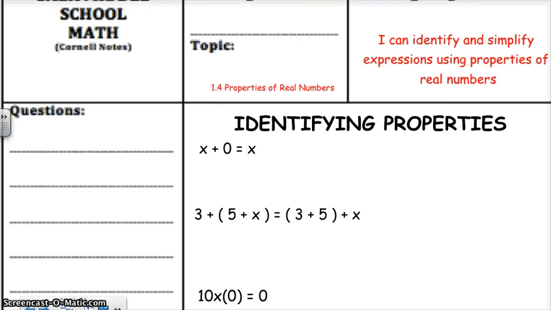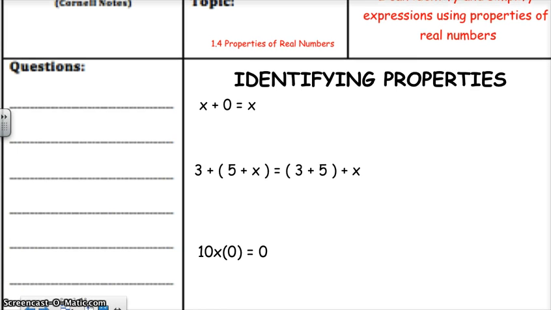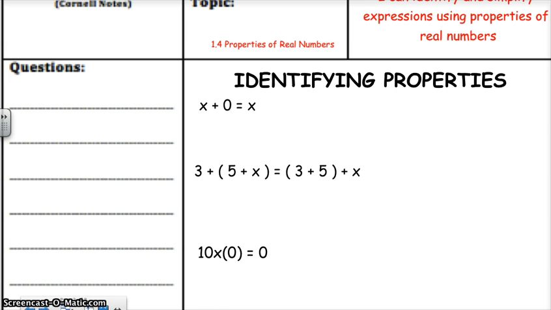Okay, we are going to identify properties given a numerical or algebraic expression. X plus 0 equals x. Which property could that be? Yep, zero property means I end in a 0. I stayed the same. X plus 0 is x. I stayed the same. That is identity. You're comparing both sides of the expression, and I see I have an x here and an x here. It stayed the same. It's identity.